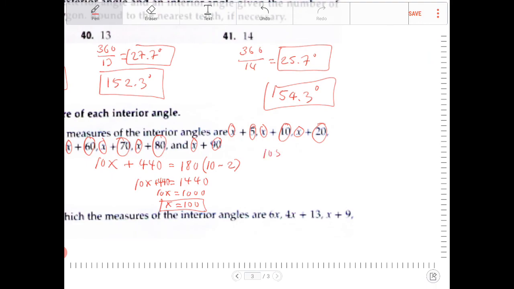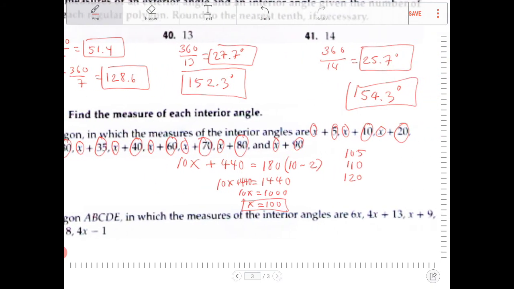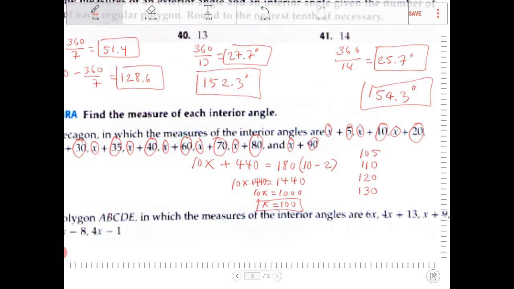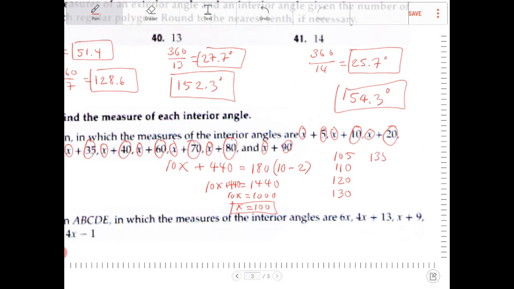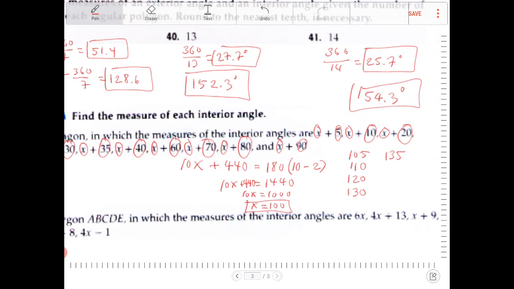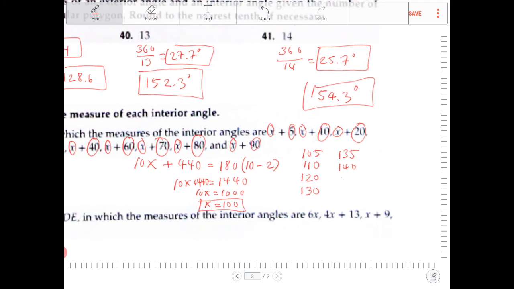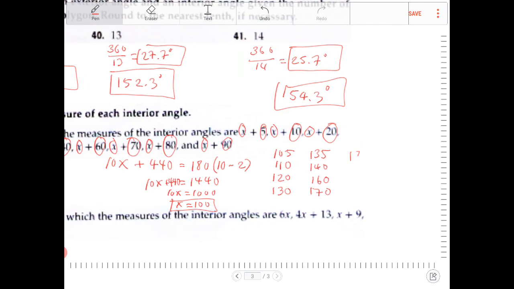I'll list it all out. Okay, so it's 105, 110, 120, 130, 135, 140, 160, 170, 180, and 190.